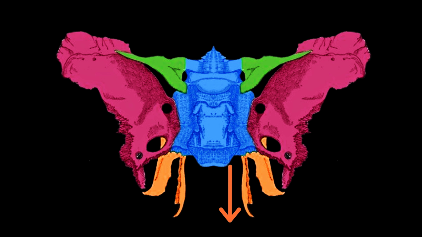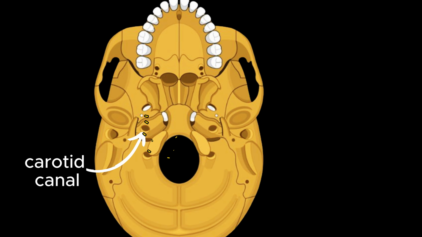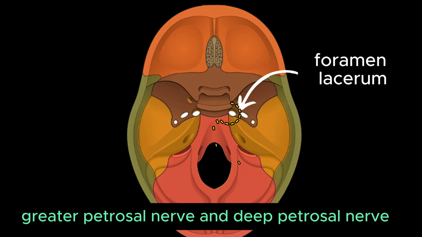The pterygoid process descends inferiorly from the point of junction between the sphenoid body and the greater wing. It consists of two parts, medial and lateral. The other foramina are the carotid canal, where the internal carotid artery and its internal carotid nervous plexus pass, and the foramen lacerum, where the greater petrosal nerve and the deep petrosal nerve pass. The sphenoid bone forms the most part of the middle cranial fossa.